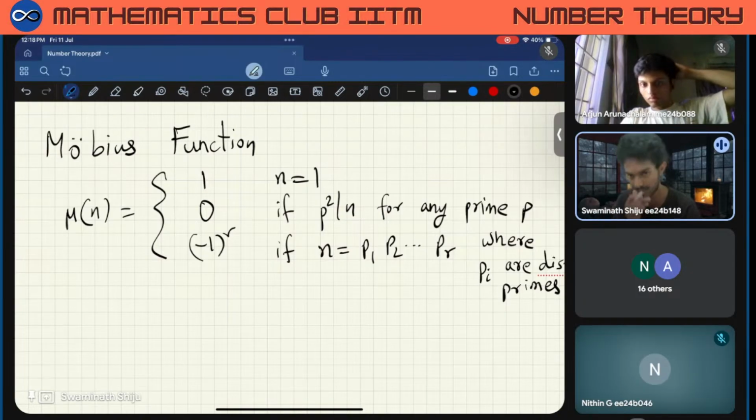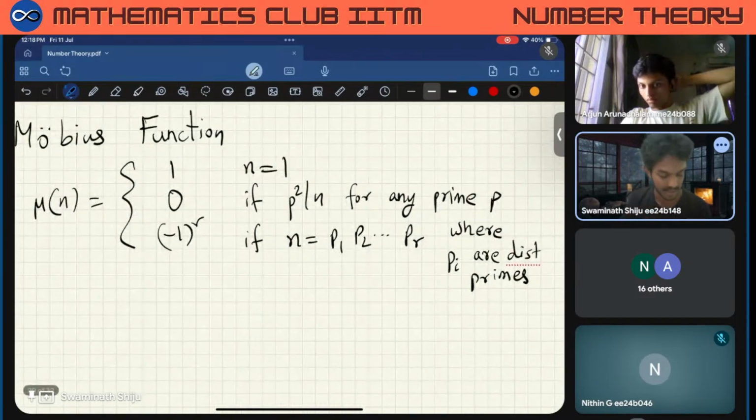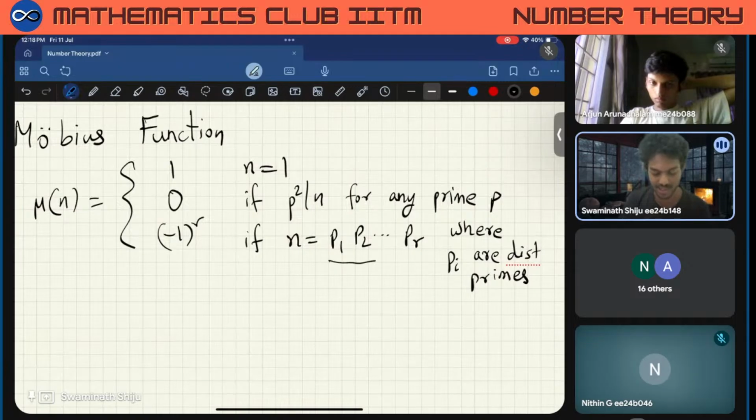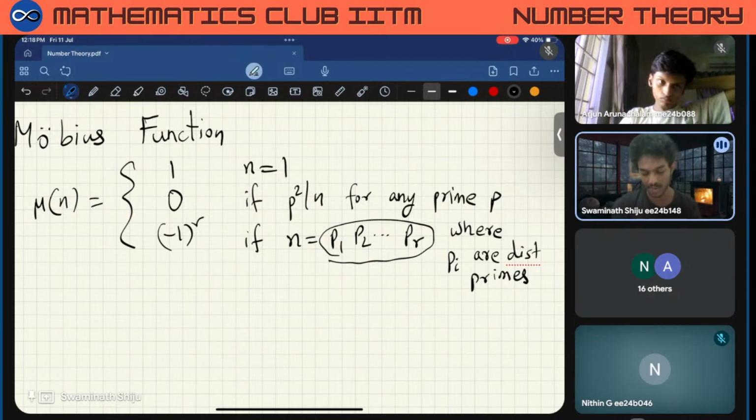Mu of them are 0. Square free numbers, you call them. Now, if you're square free, that means all your prime factors have exponent 1. Obviously, right? Because any exponent greater than 1 would give you a factor of that prime squared. So here all your primes have exponent 1, then mu of n is just minus 1 to the power r.